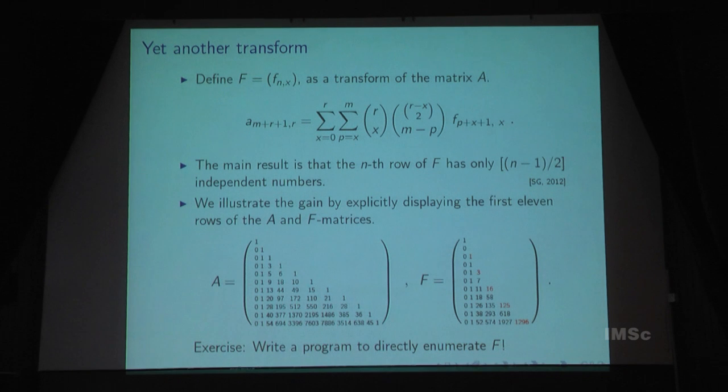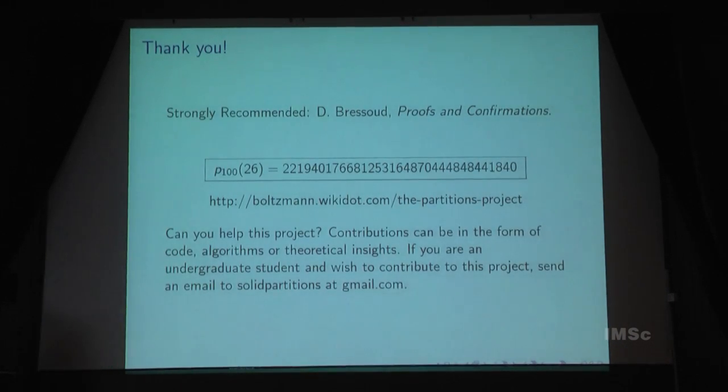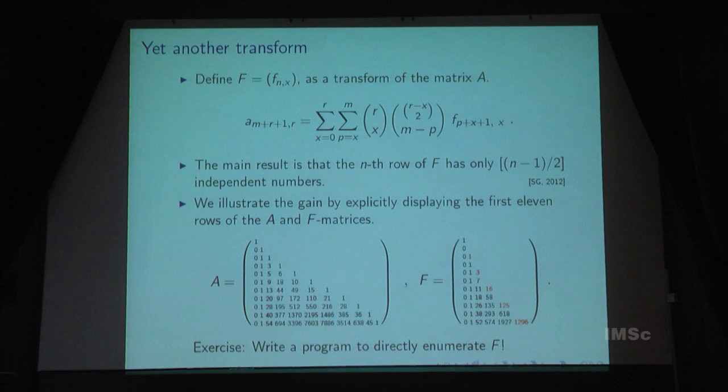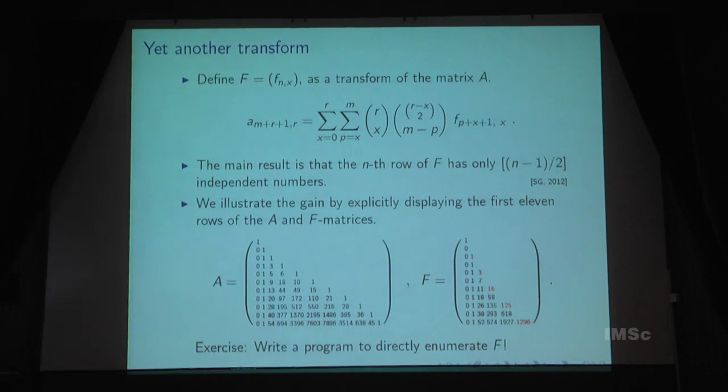So this will be my last transparency. The key is that there is another transform to A. It leads you to an F matrix. So this is the A matrix, and then you get something which has far fewer terms, with the integer part of (n minus 1) upon 2 number of entries. With this, I've been able to compute partitions of up to 26 in any dimension. Okay, so thank you.